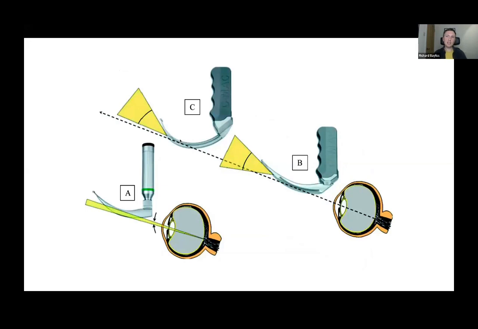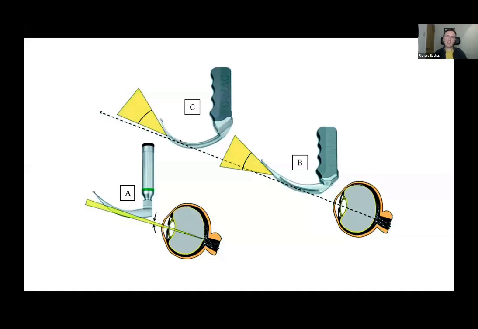This image gives an idea of what we're actually looking for with a videolaryngoscope. If we look at A first of all, that's our direct laryngoscope. We've got the tip of the laryngoscope in the vallecula, and we've got direct line of sight to the glottis.